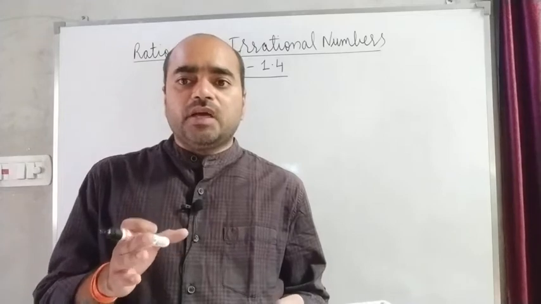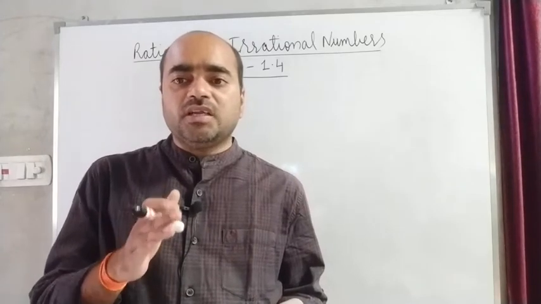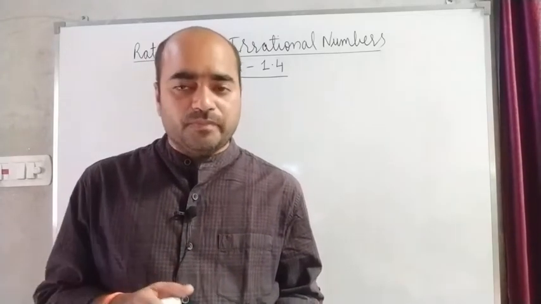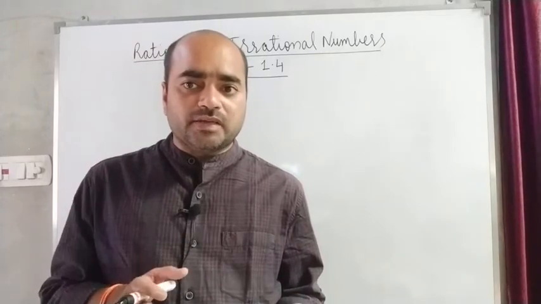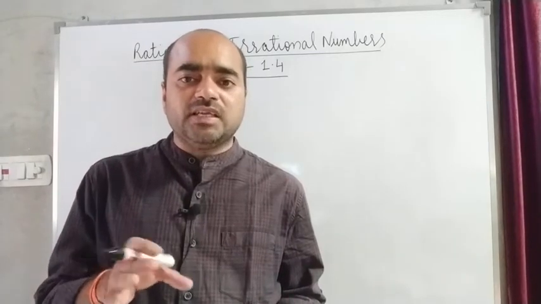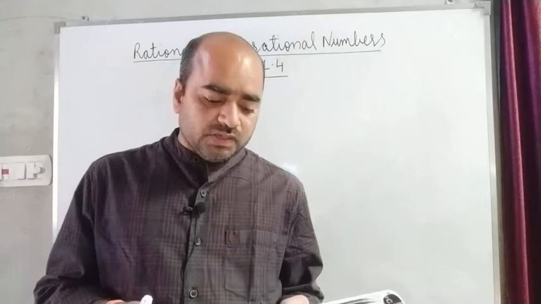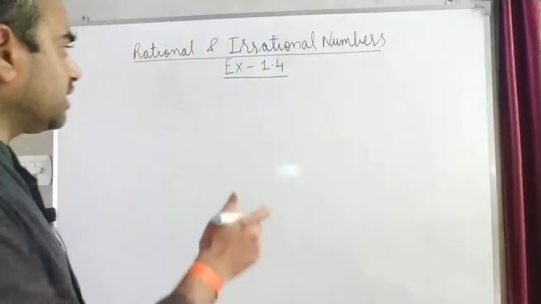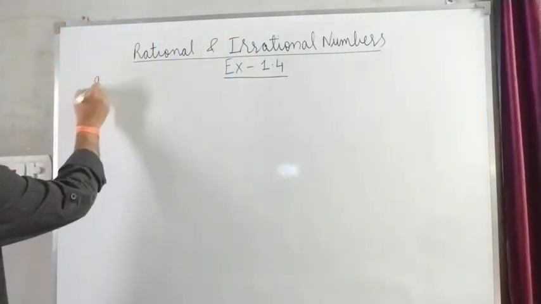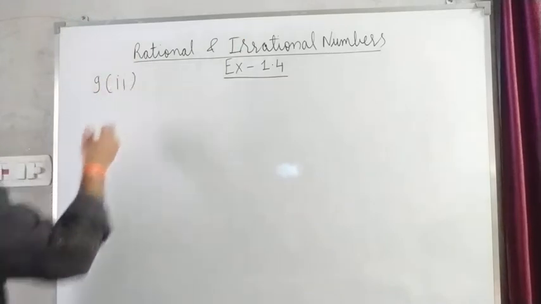See, we have to write all the numbers in a single radical form, in pure radical form, so that we can easily compare the numbers. So we can proceed with 9 second part. So what is 9 second part?